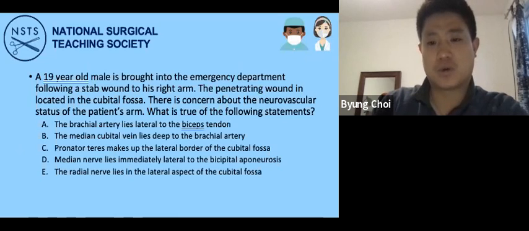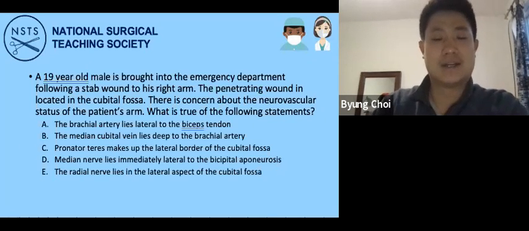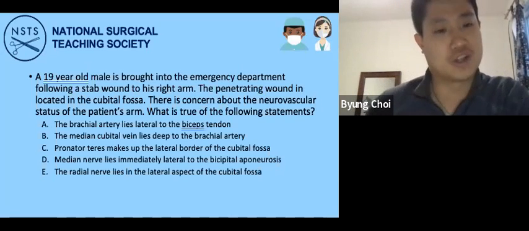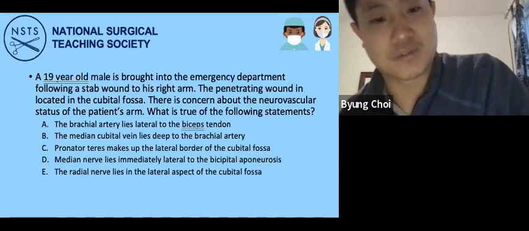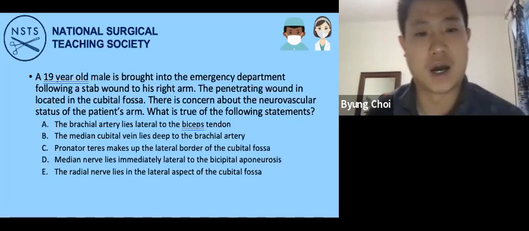Bring up the next poll. A 19-year-old male is brought into the emergency department. Another stab wound, and it's to his right arm. The penetrating wound is located in the cubital fossa. There is concern about the neurovascular status of the patient's arm.